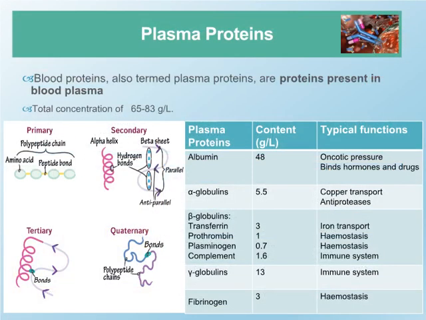Blood proteins, also termed plasma proteins, are proteins present in blood plasma. Total concentration of 65 to 83 grams per liter. Plasma proteins, content in grams per liter, and typical functions: albumin 48, oncotic pressure, binds hormones and drugs; alpha globulins 5.5, copper transport, antiproteases; beta globulins, transferrin, prothrombin, plasminogen, complement 3, 1, 0.7, 1.6, iron transport, hemostasis, immune system; gamma globulins 13, immune system; fibrinogen 3, hemostasis.